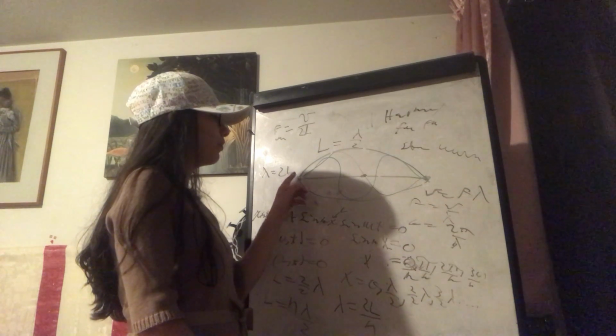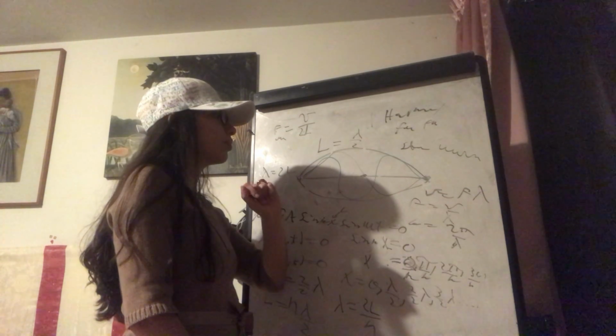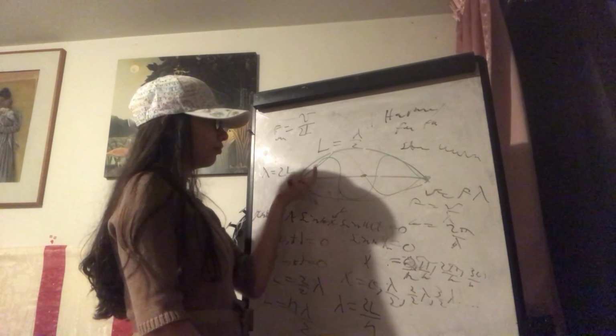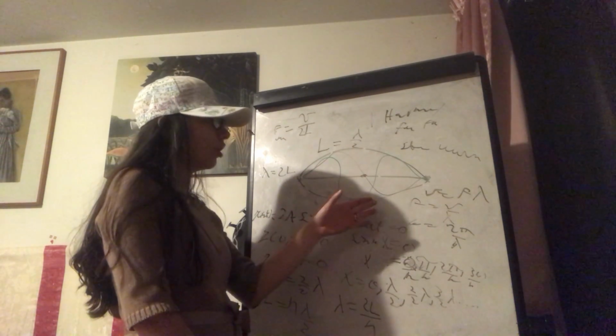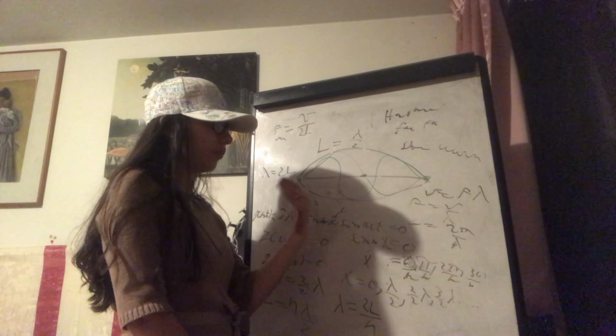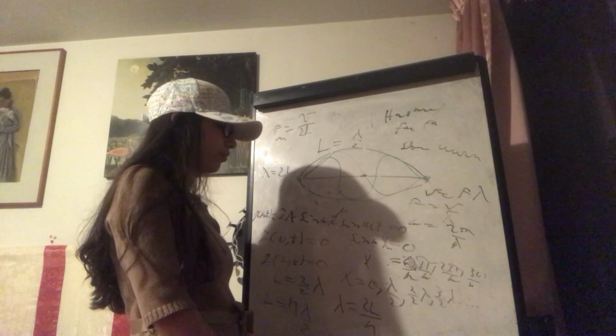And here we have now 4 nodes. In order to find the distance of the node, remember that each node is at half wavelength apart from each other.